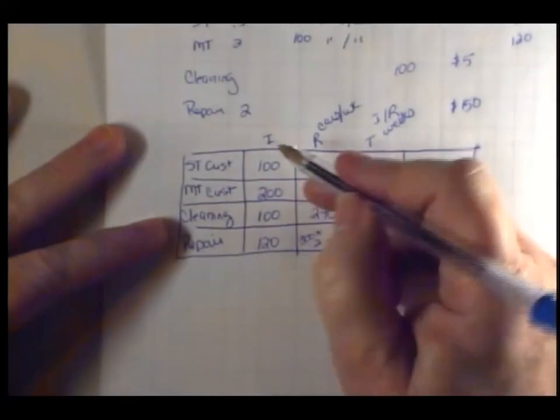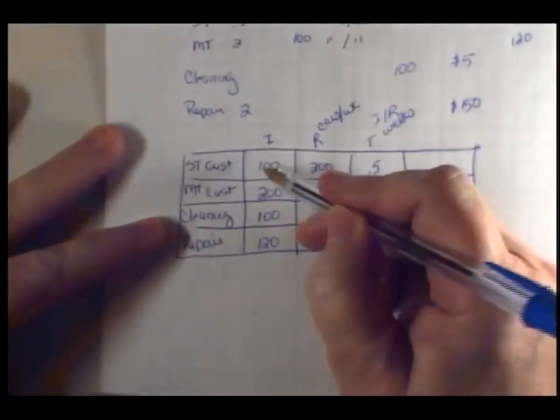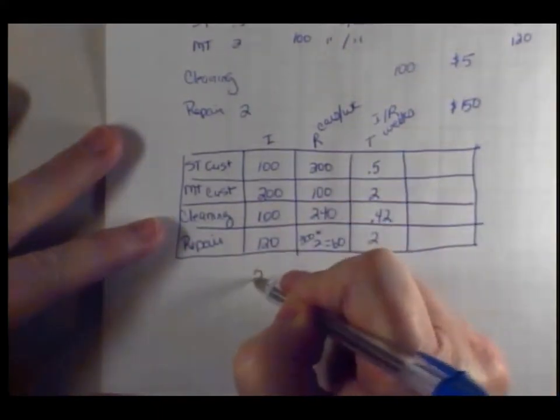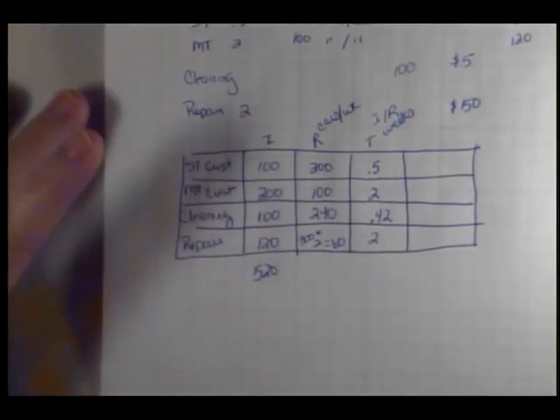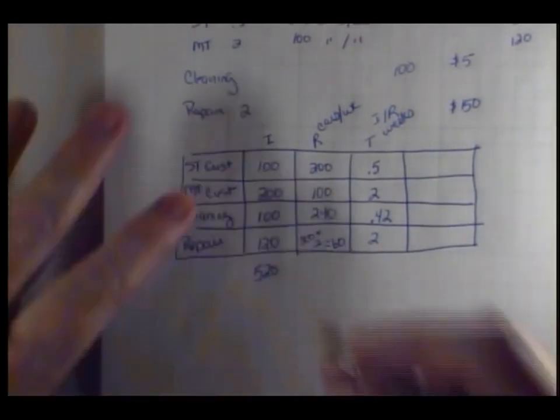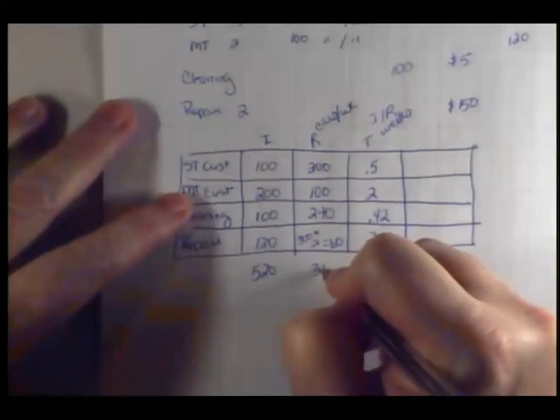So my total cars in inventory: 100 plus 200 is 300, plus 100 is 400, plus 120 is 520. So I have 520 cars in total, and my throughput is 300 cars per week.